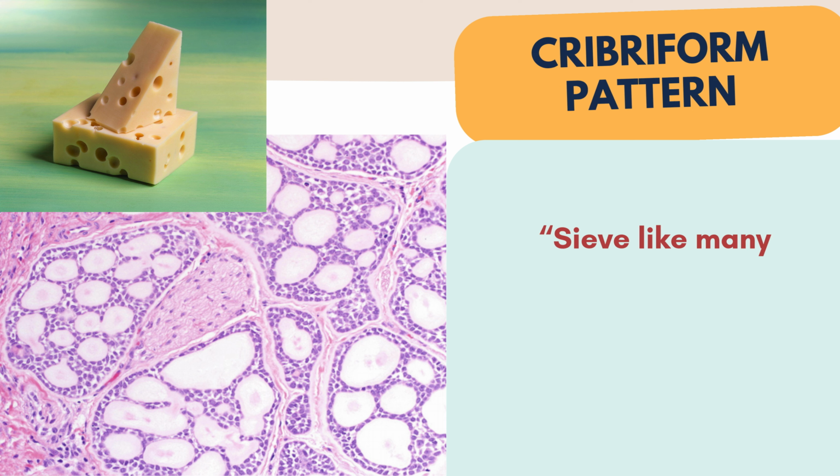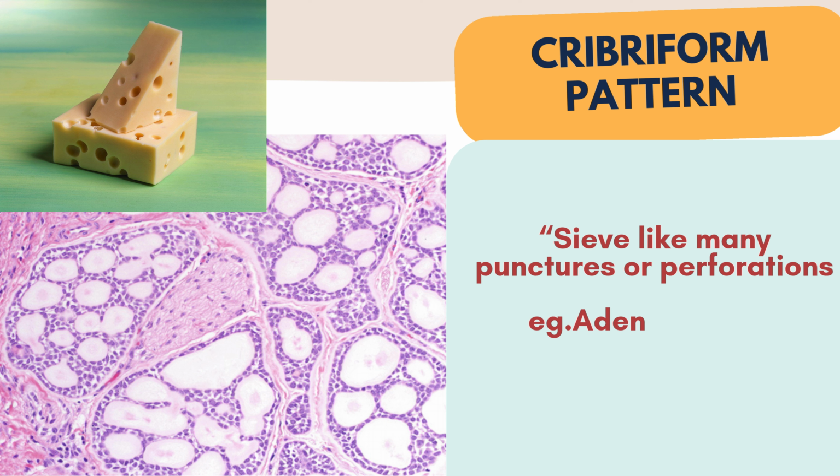Likewise, imagine what if you see a Swiss cheese under the microscope. Yes, with many punched out spaces and perforations in the nests of tumor cells gives us a cheese or sieve-like architecture which forms the cribriform pattern of arrangement. Most common tumor with this cribriform pattern arrangement is adenoid cystic carcinoma.